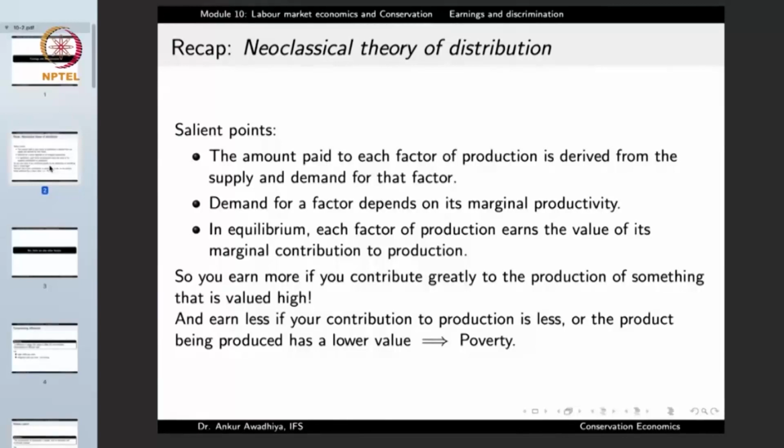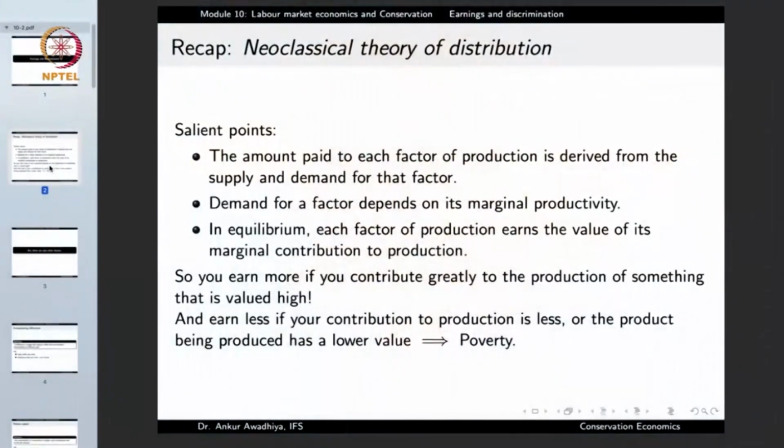Second, the demand for a factor depends on its marginal productivity, which meant that if there is a person who is giving out a larger amount of output, so his or her marginal productivity is higher, in that case, the wages that will be offered will also be higher.